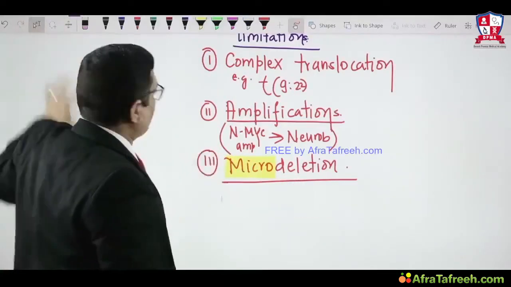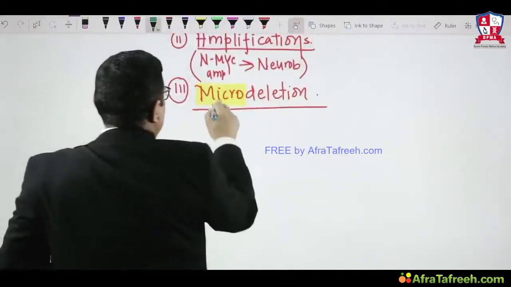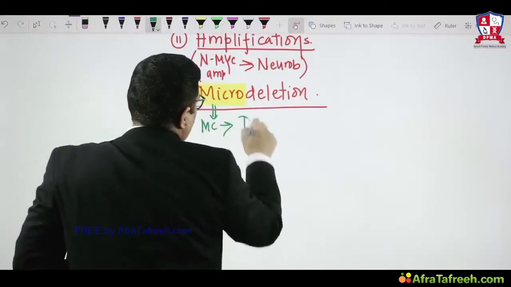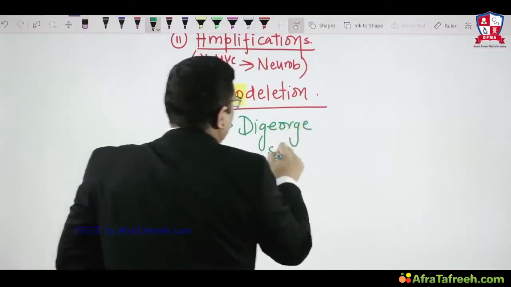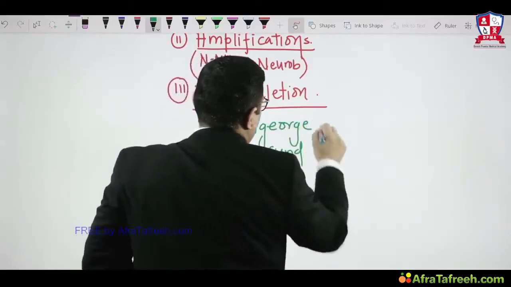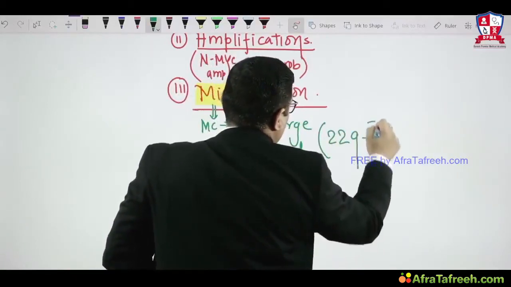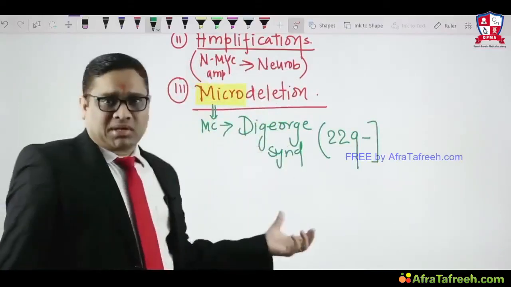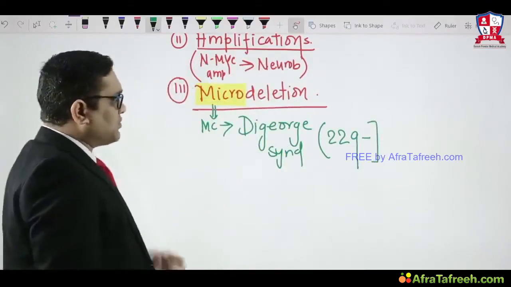What is the most common microdeletion known so far in the human race? The most common microdeletion syndrome is DiGeorge syndrome, where chromosome 22q has a deletion like this. So microdeletion cannot be detected by karyotyping. These are the limitations of karyotyping.